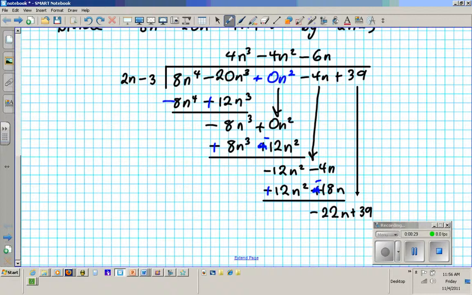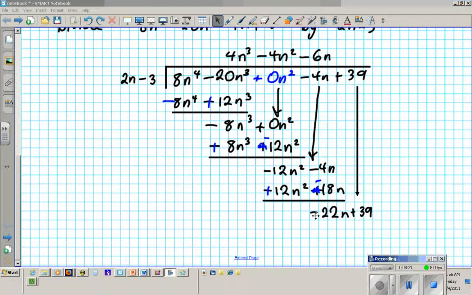And then you do the same process again. Let's see, 22 times what gives you 22? 2 times negative 11 gives you 22. And then when you multiply back, you have negative 22n plus 33. And then you do the opposite.